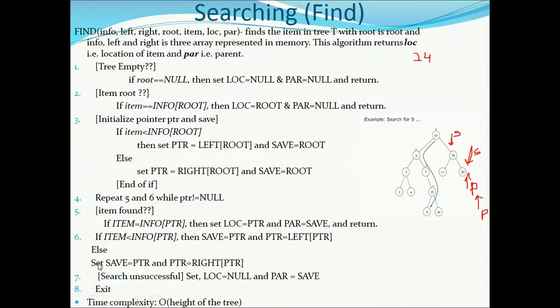Now once it is done, again we will try the step number 4, that is the loop condition: repeat 5 and 6 while the PTR is not equal to null. But interestingly my PTR is null now, so I will directly ignore step number 5 and 6 and go to step number 7. Search is unsuccessful, the item is not present. In this case what is to be done is, set location equal to null, so the location will be null. The location is pointing to a null location, it is not available.